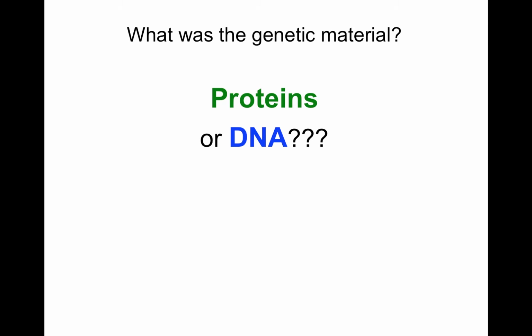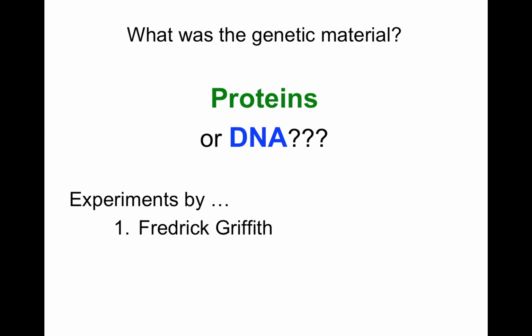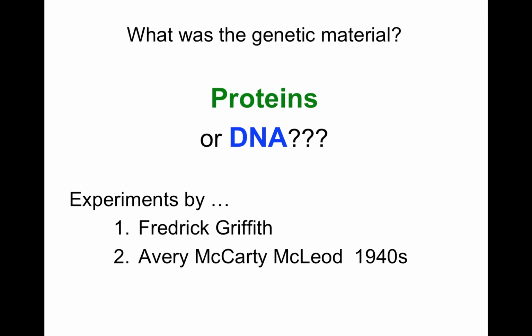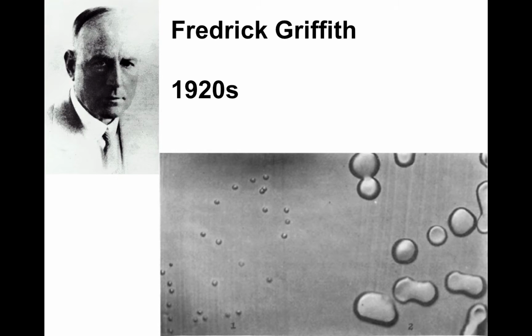But DNA was lurking in the background. There was some experimental evidence that indicated that maybe it might just be DNA. The experiments by Frederick Griffith, Avery, McCarty and MacLeod, and Hershey and Chase really supported the hypothesis that indeed it was DNA that was the genetic material. So let's look at Frederick Griffith's experiments first.